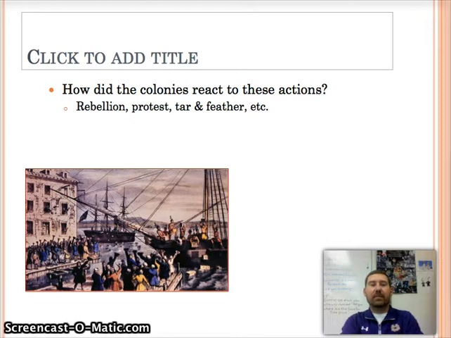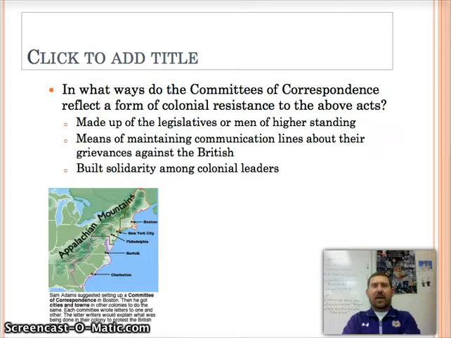Moving along from some of the reactions to some outright actions that colonists took against the acts of the British, one of the things that was set up was the Committees of Correspondence. And one of the things you need to know is how did they reflect a form of colonial resistance to the acts that we've talked about up to this point? And they did it in several ways. Number one, they were made up of people of higher economic and social classes, because they had some kind of interest in what was going on. Also, it was a means of maintaining communication lines about their grievances against the British.